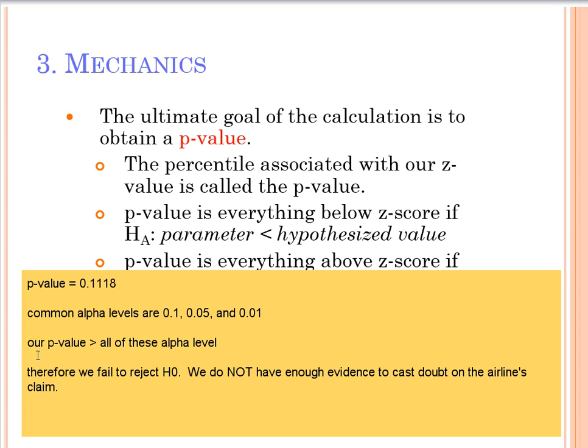So again, we're going to use that criteria that because the p-value is greater than the alpha level, we must fail to reject the null hypothesis. And if we don't reject that hypothesis, then we don't have enough evidence to cast doubt on the airline's claim. We've assumed that the airline was correct, and we just don't have enough evidence to support that it's not true. We can't say that it is true, just that we don't have any evidence against it.